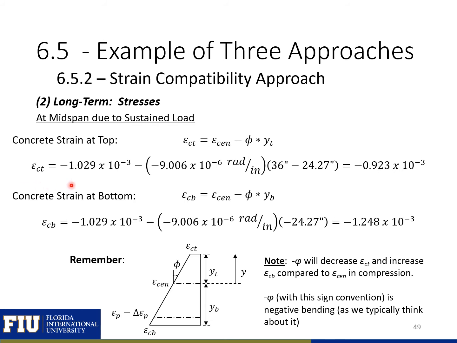We can then use the strain at the centroid with our curvature value and the distance between the long-term transformed centroid and the top fiber or bottom fiber to calculate our strain at the top and bottom. You can see again, because of our signs, we have negative curvature, so we would expect a smaller compressive strain at the top and a larger compressive strain at the bottom, which is the case here. So we know that our signs in these equations are correct.